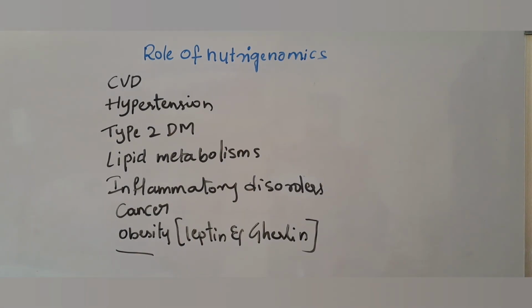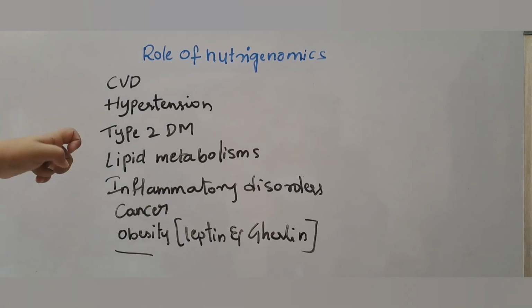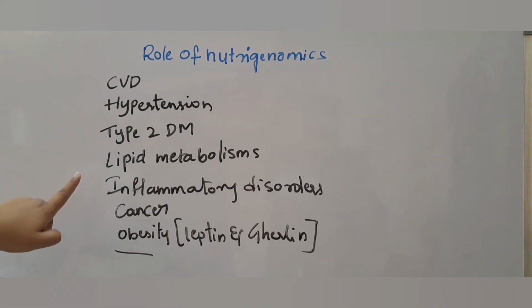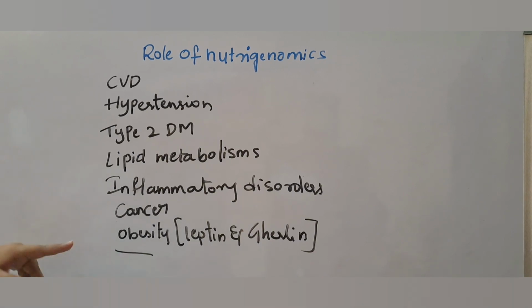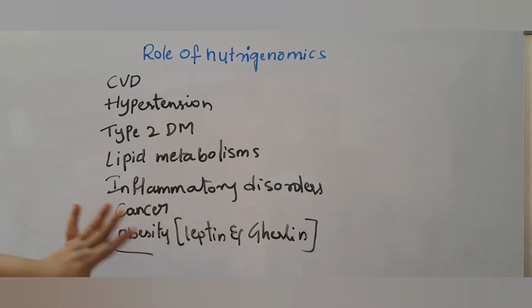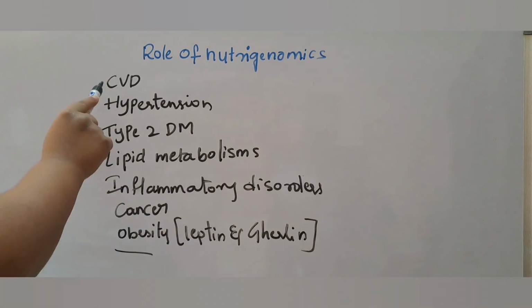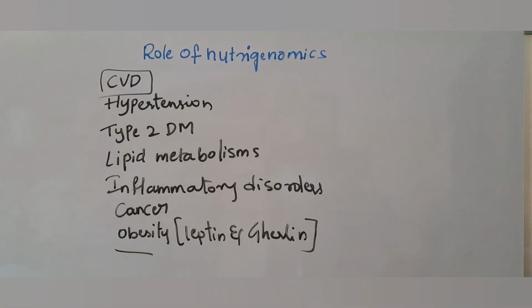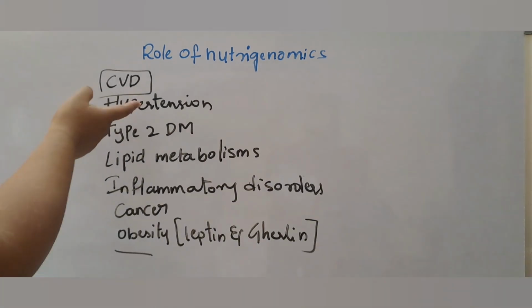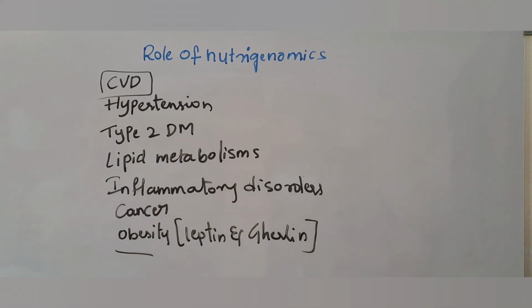Okay, so generally we are going to learn about CVD, hypertension, type 2 diabetes, lipid metabolism, cancer, inflammatory disorders, and obesity, and also the potential role of different nutrients and hormones in modulating obesity. The entire topic of obesity we'll learn. Okay, in this episode we are going to cover CVD, and in upcoming episodes we'll cover hypertension, diabetes, lipid metabolism, inflammatory disorders, and cancer, and the last topic we'll cover is obesity.